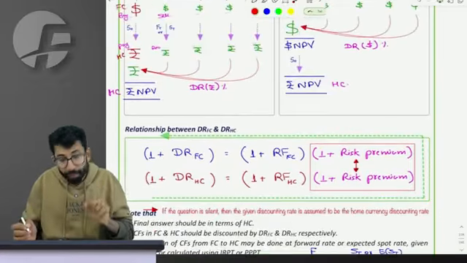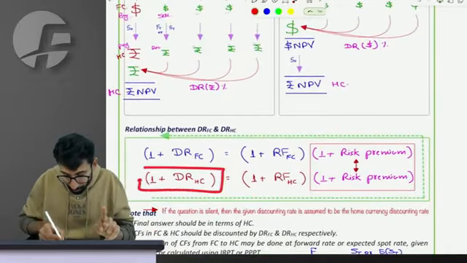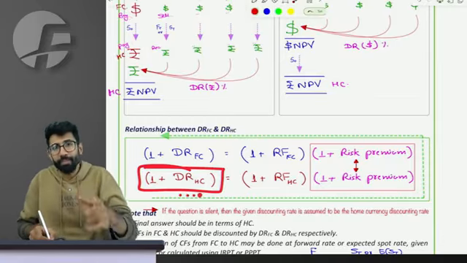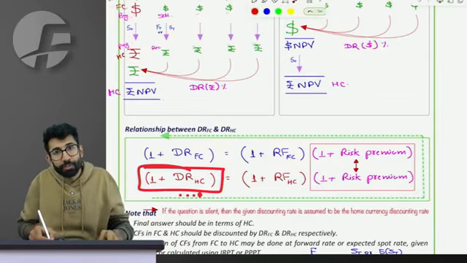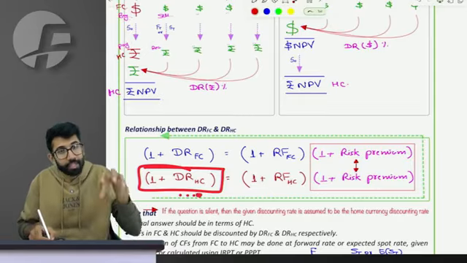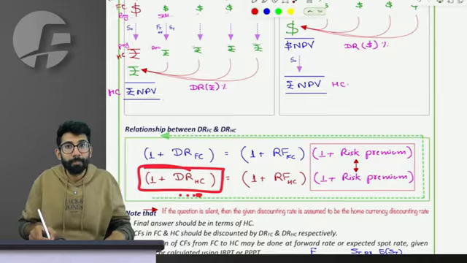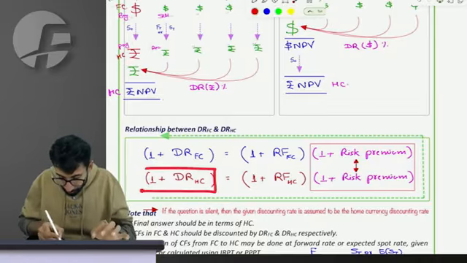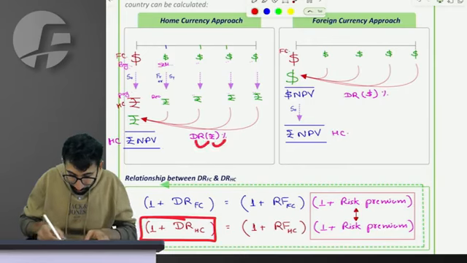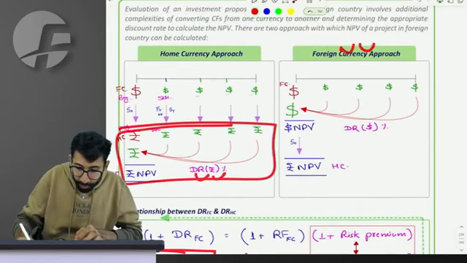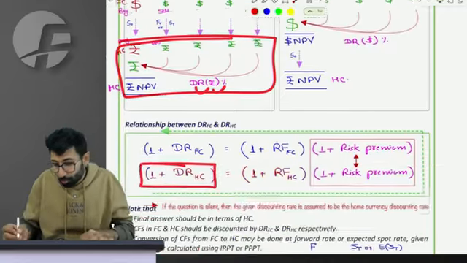Whenever the examiner gives you a discounting rate, that is always assumed to be the discounting rate of home currency. I'm an Indian company. When I say I need a 15% rate of return, I obviously mean the return on the cash flows which are in India, home currency, in rupee terms, correct? So if I have the home currency rate, I can directly use it. However, if I want to use it for the foreign currency approach, what do I do?